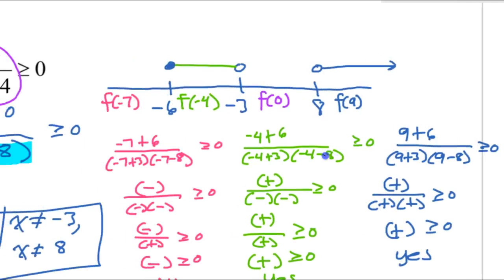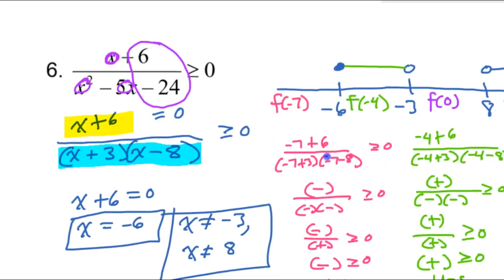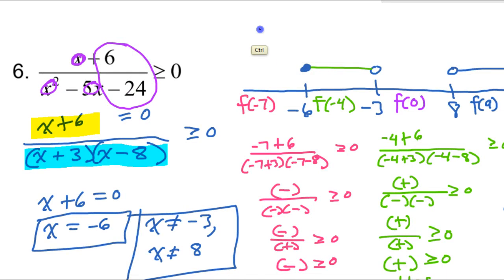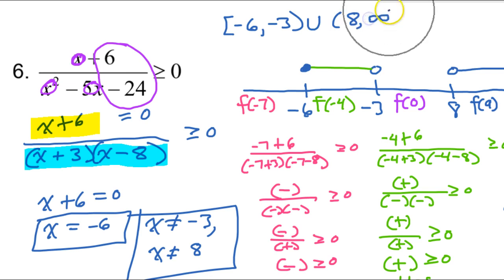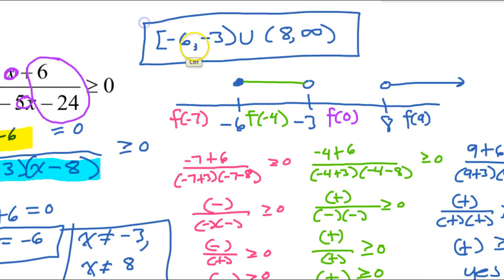All right, so now we're ready to write our interval notation for problem number 6. So this should be bracket -6 to -3 parentheses, union, parentheses 8 to infinity. All right, so that is the final answer for number 6.